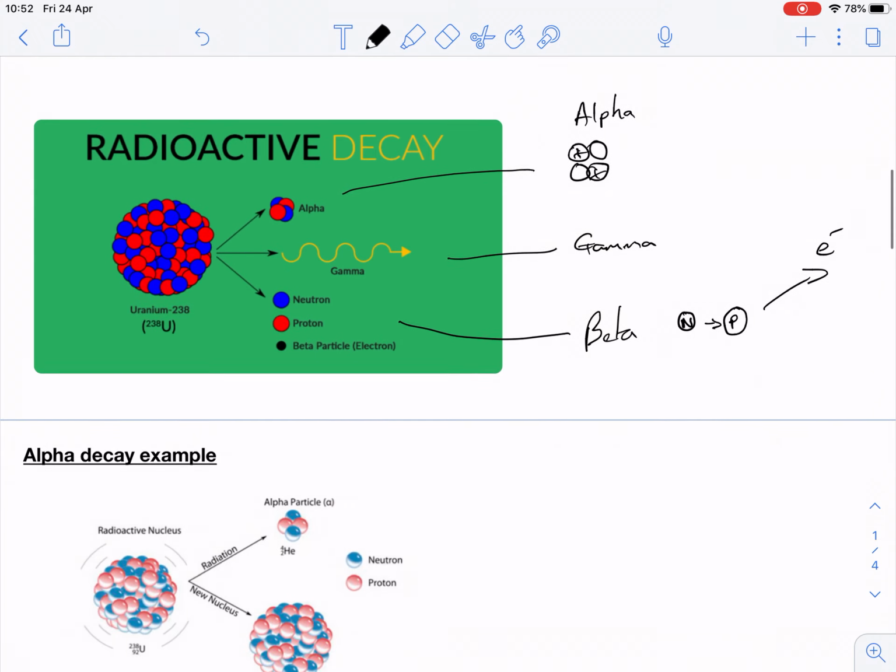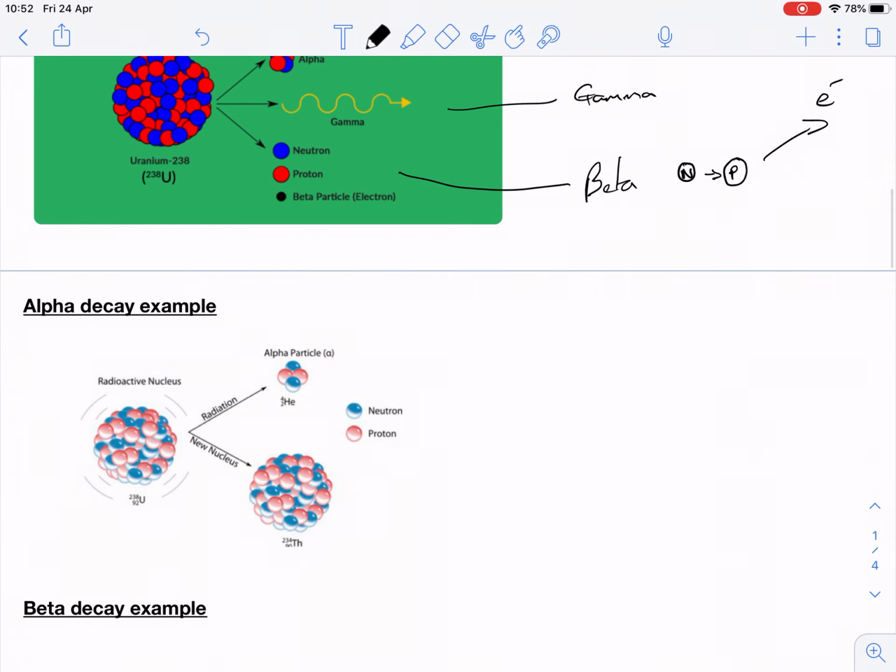Just to give you an example of alpha decay. We're going to go over this in a later video in more detail when we talk about nuclear equations, but here is some further info. We've got our radioactive nucleus here, a uranium nucleus, and alpha decay is occurring. The radiation being emitted is an alpha particle, two protons and two neutrons. Because the nucleus is losing two protons and two neutrons, that has an impact on the overall mass number and atomic number of that unstable nucleus.